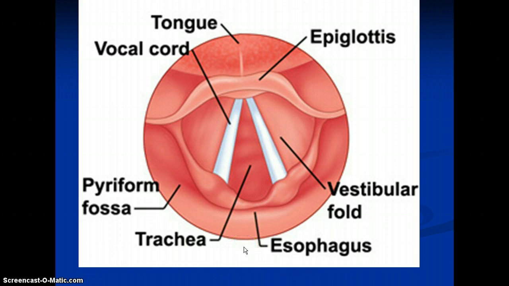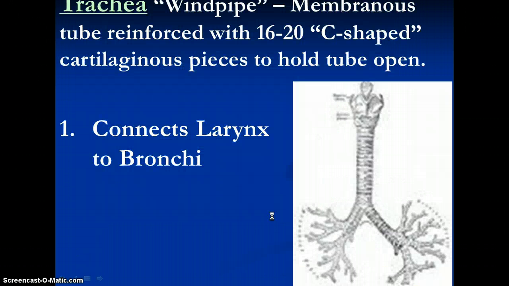This is a cross section from above, a diagram straight out of your textbook showing the vocal cords and your vestibular or false vocal folds on the outside. Trachea is deep to that, and the esophagus is posterior to your trachea. Trachea is also known as the windpipe. Again, it is made with C-shaped cartilaginous rings which help hold the tube open. Connects the larynx down to the bronchi. So from the larynx to the bronchi, this is called your trachea.